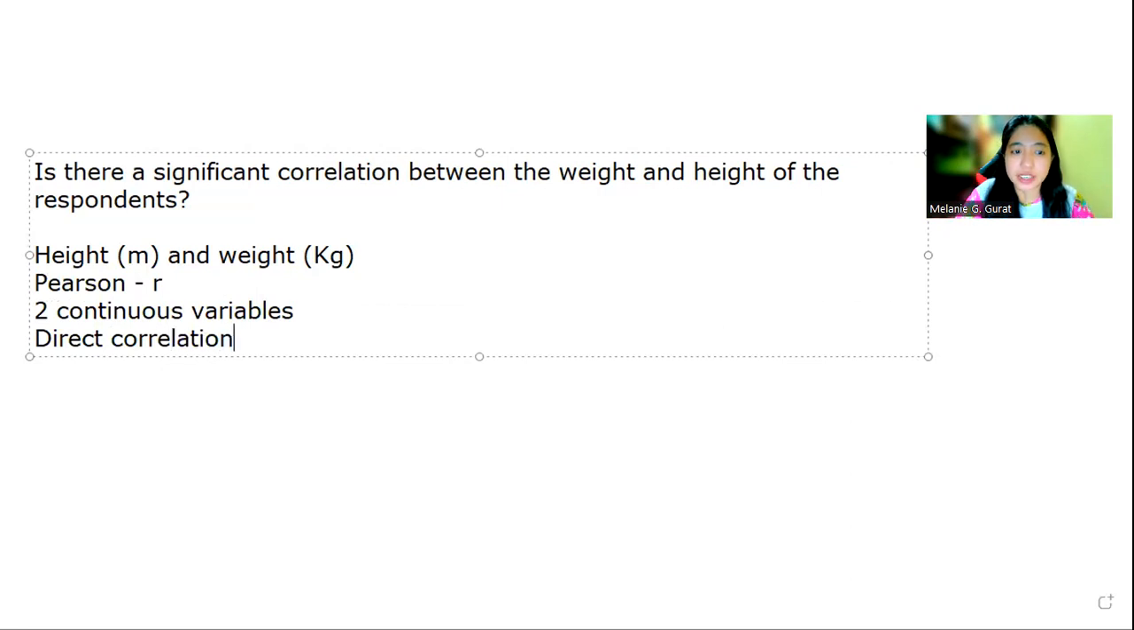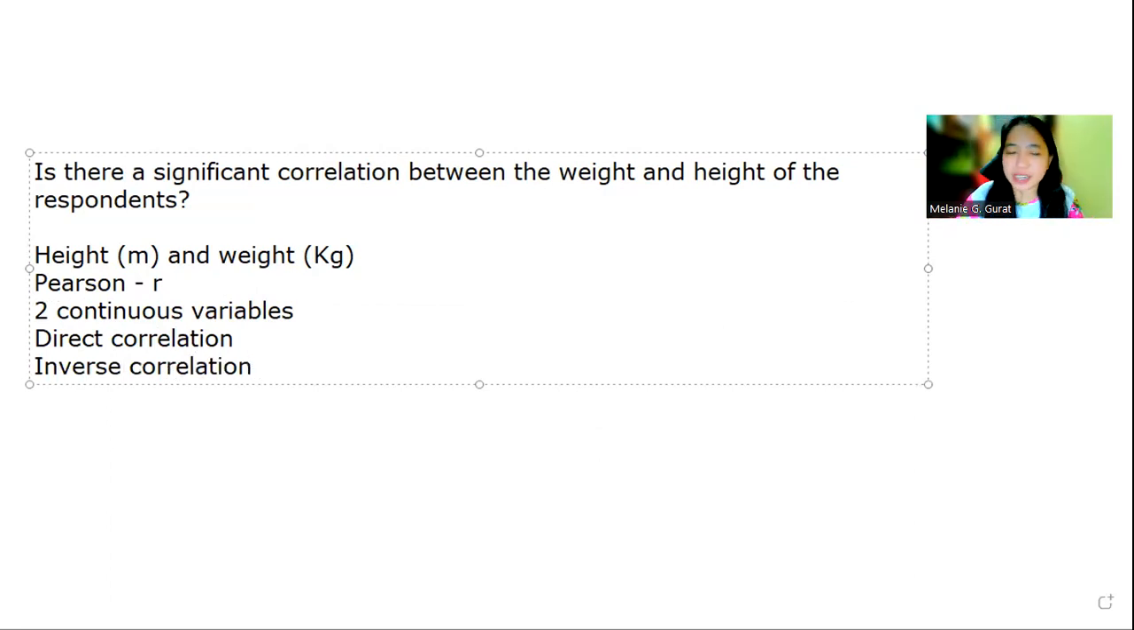That is, if the result is positive, or indirect, or rather inverse correlation if, of course, as x increases, y decreases, or vice versa. We also know that we have positive and negative values. If the result is positive, it means the correlation is positive. And if the result is negative, it means that the correlation is the inverse. So just to present that, if it is positive and if it is negative.